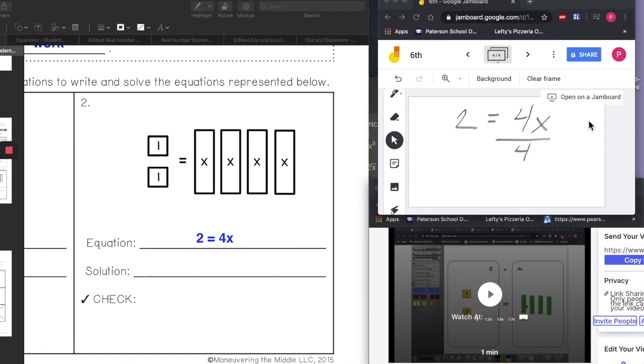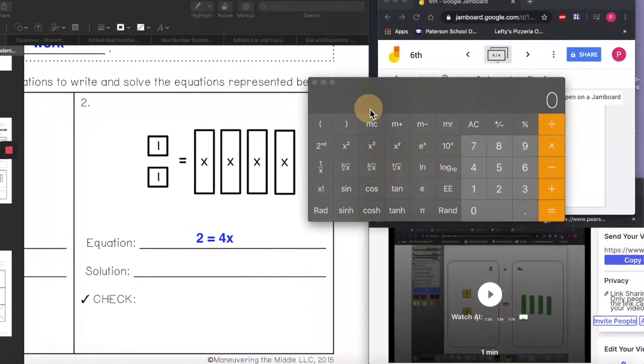And I can divide by 4 on this side. Now what happens is that the x ends up being by itself. So most of the time we just cross out there, right? X comes down, and it's going to equal 2 divided by 4. Well, 2 divided by 4 is a little bit different. So if I have 2 divided by 4, I'm going to get 0.5.